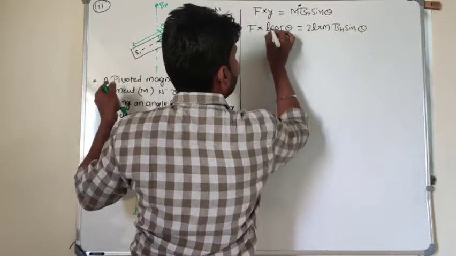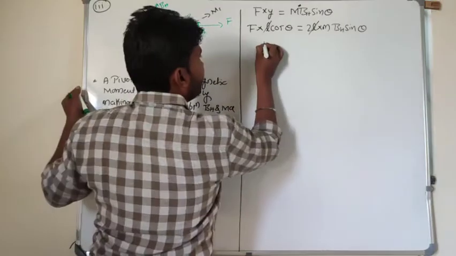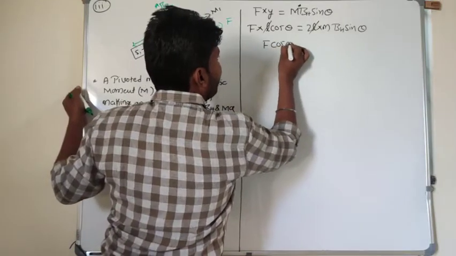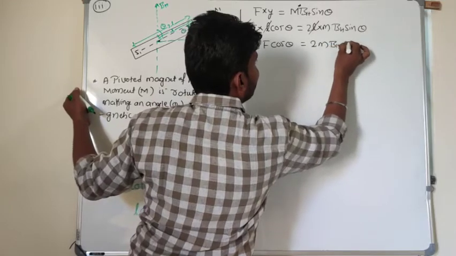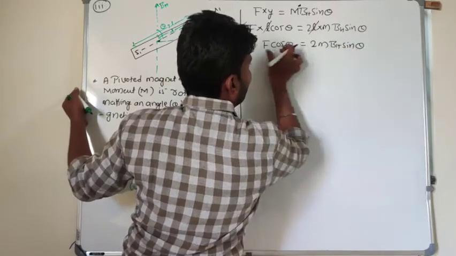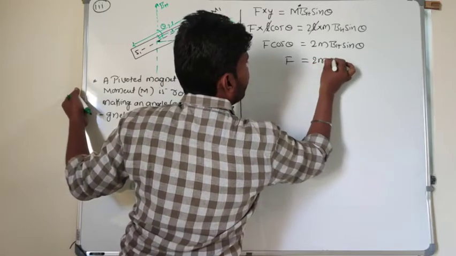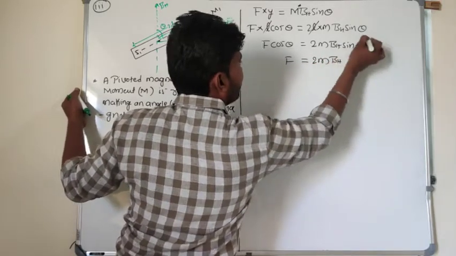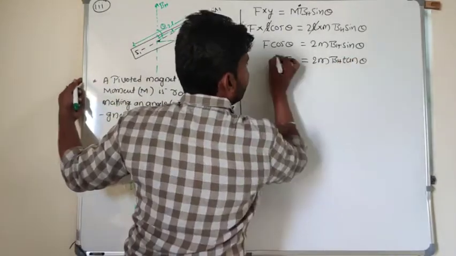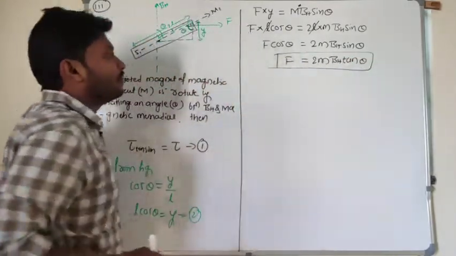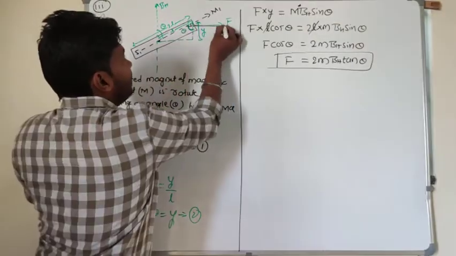Look here, the L term will get cancelled out. F cos theta is equal to 2m into B_H sin theta. Taking cos theta to the right side, F is equal to 2m into B_H sin theta by cos theta, which I will take as tan theta. This is the required expression for the force acting on the magnet towards the east direction.